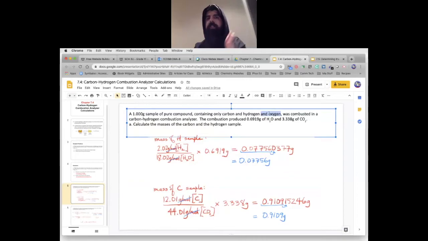But otherwise, this method is what you're using to find carbon and hydrogen. Maybe nitrogen might be an unknown. Again, same thing: find that of carbon, find hydrogen, add those two values, subtract from the given sample, and whatever's left over is going to be the value of that nitrogen, if nitrogen happened to be in this scenario. Okay, so that's 7.4.